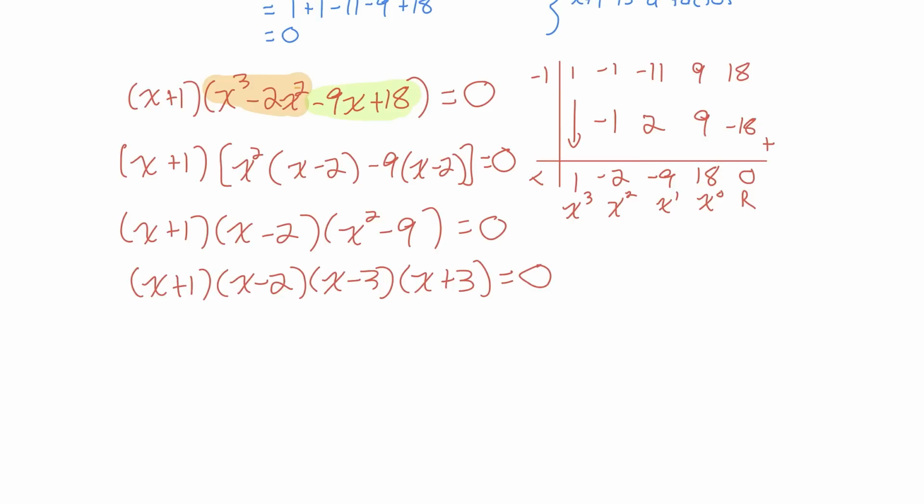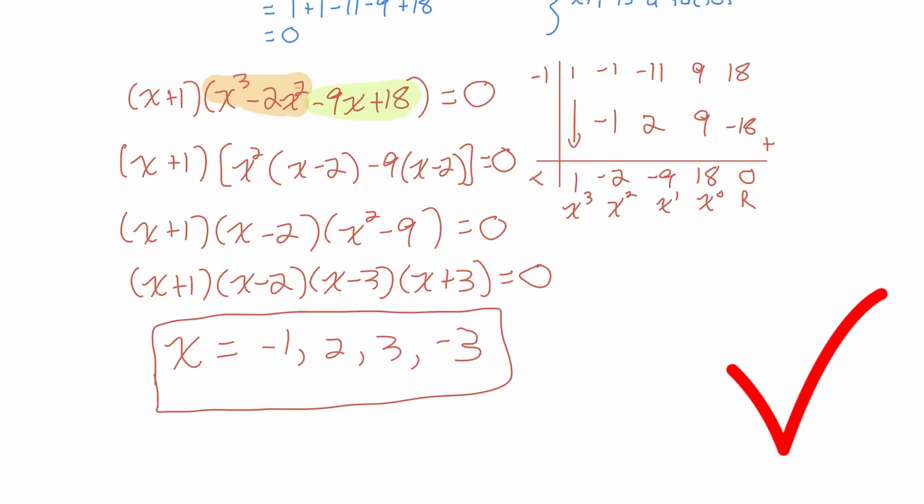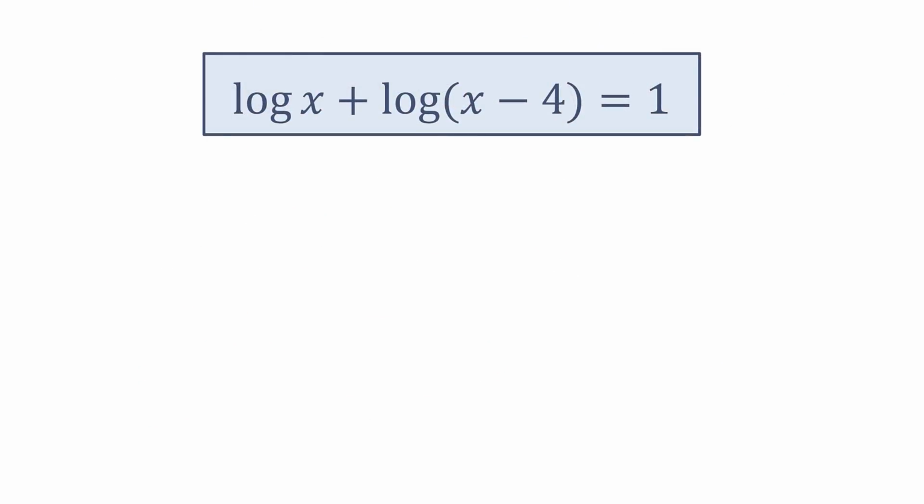Now that the polynomial is fully factored, I know any number that would make any of those factors be 0 is a solution to the equation. So looking at my factors from left to right, the zeros would be negative 1, 2, 3, and negative 3. So all of those are answers to the original equation. Here's the 9th equation.